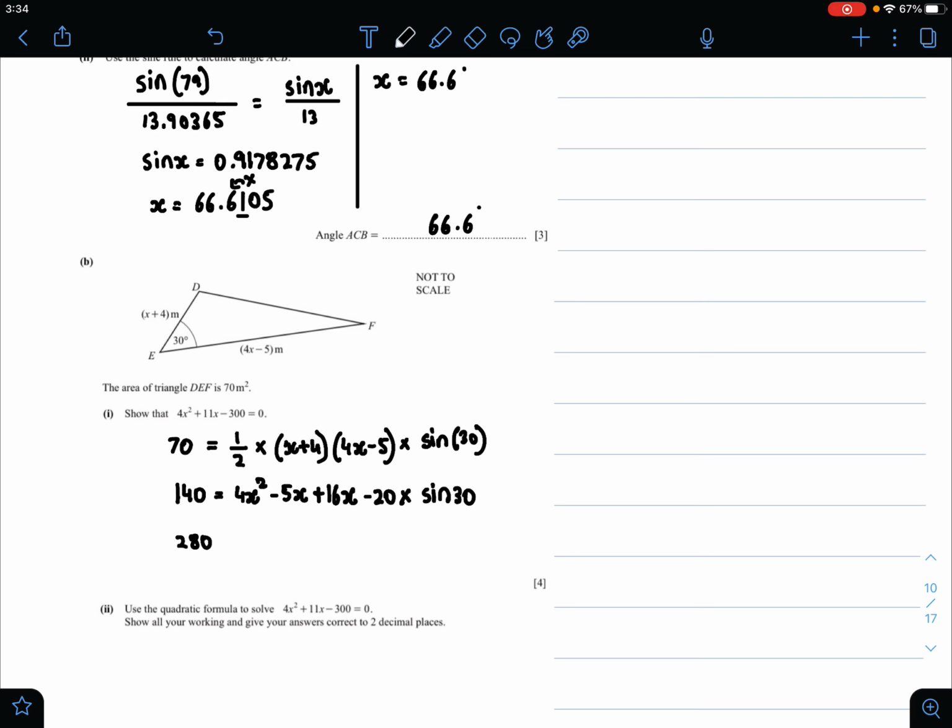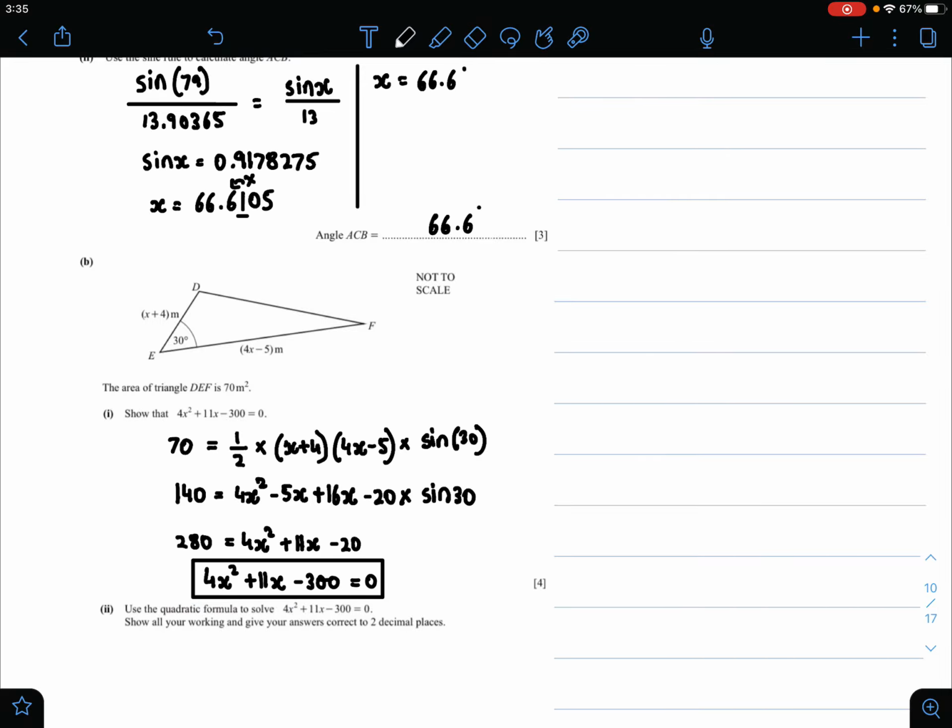So 280 is equal to 4x squared plus 11x minus 20. Now we can take 280 to the other side of the equation. So therefore 4x squared plus 11x minus 20 minus 280, so minus 20 minus 280 will become negative 300, which is equal to 0. Therefore this is your final answer for part B1.